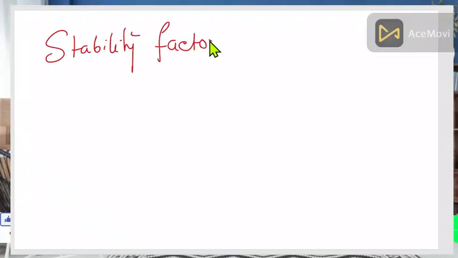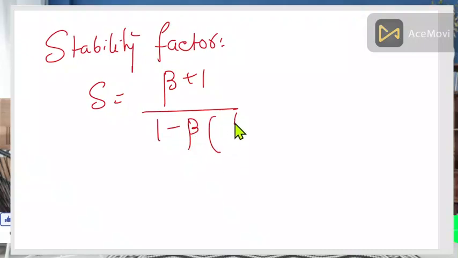Now let us calculate the stability factor. This is the main part of the experiment. So how can you calculate the stability factor? We have obtained the relation S equal to (beta plus 1) by (1 minus beta dIB by dIC). Let me correct it, dIB by dIC. You have obtained this relation.